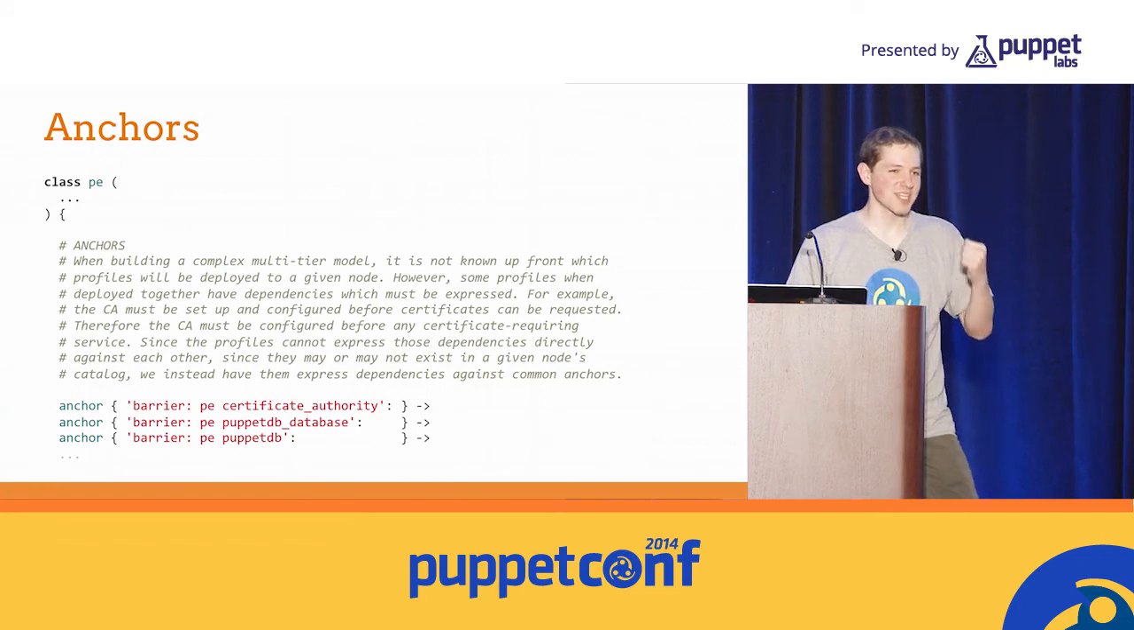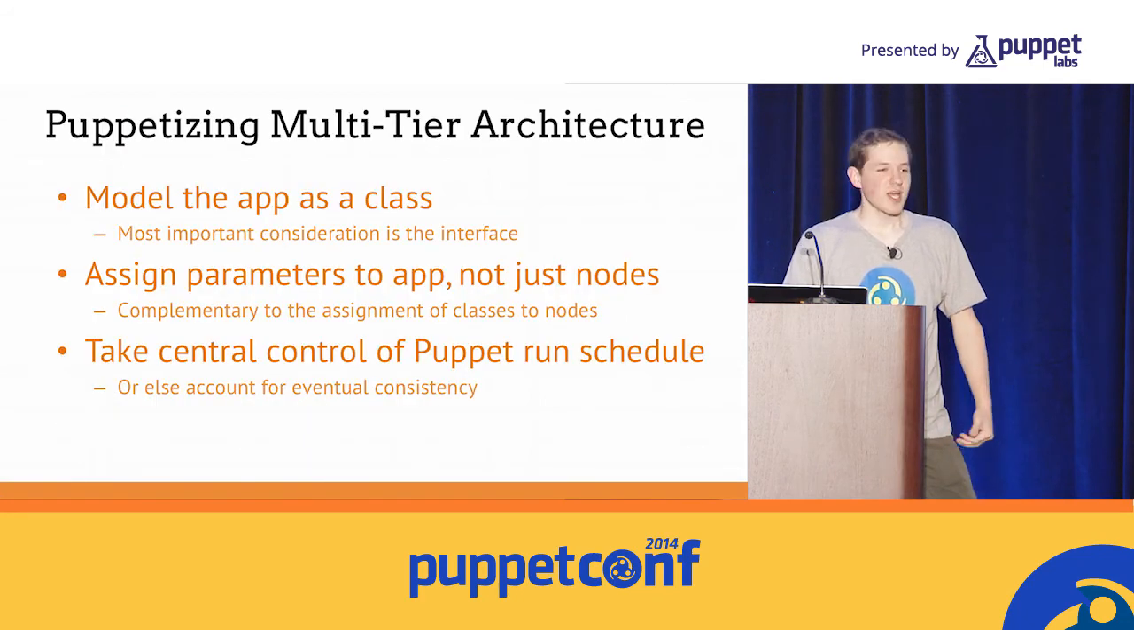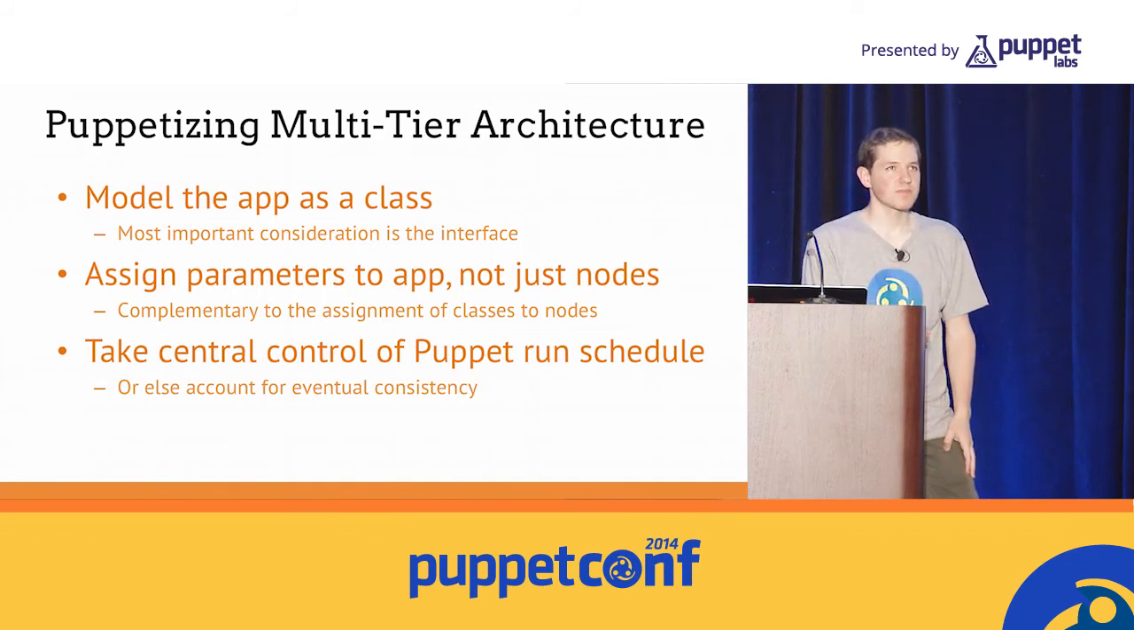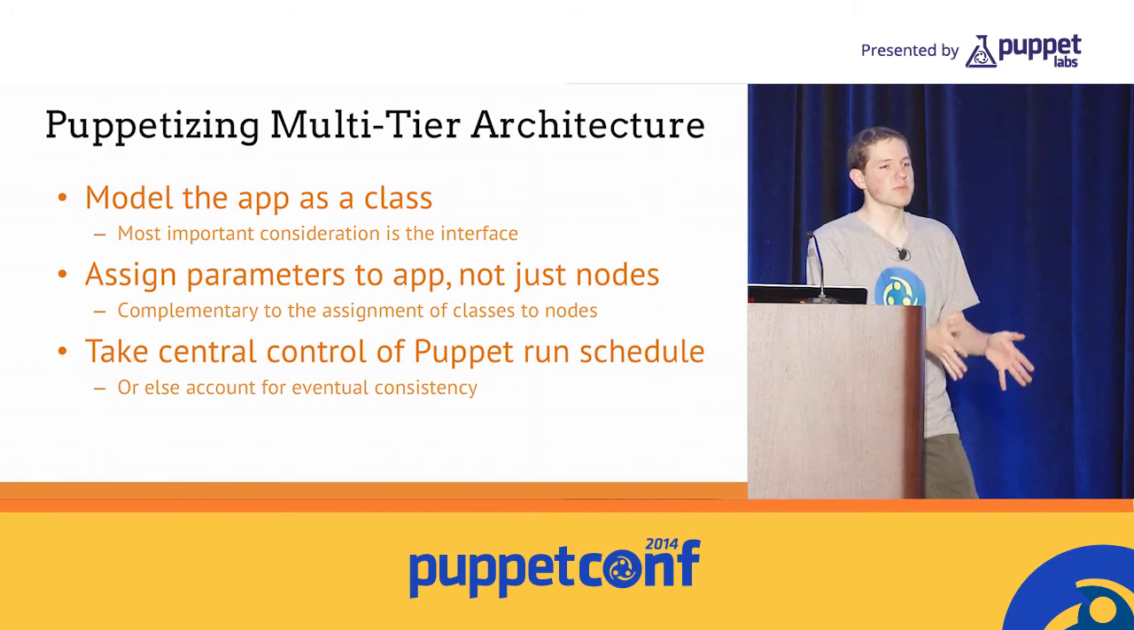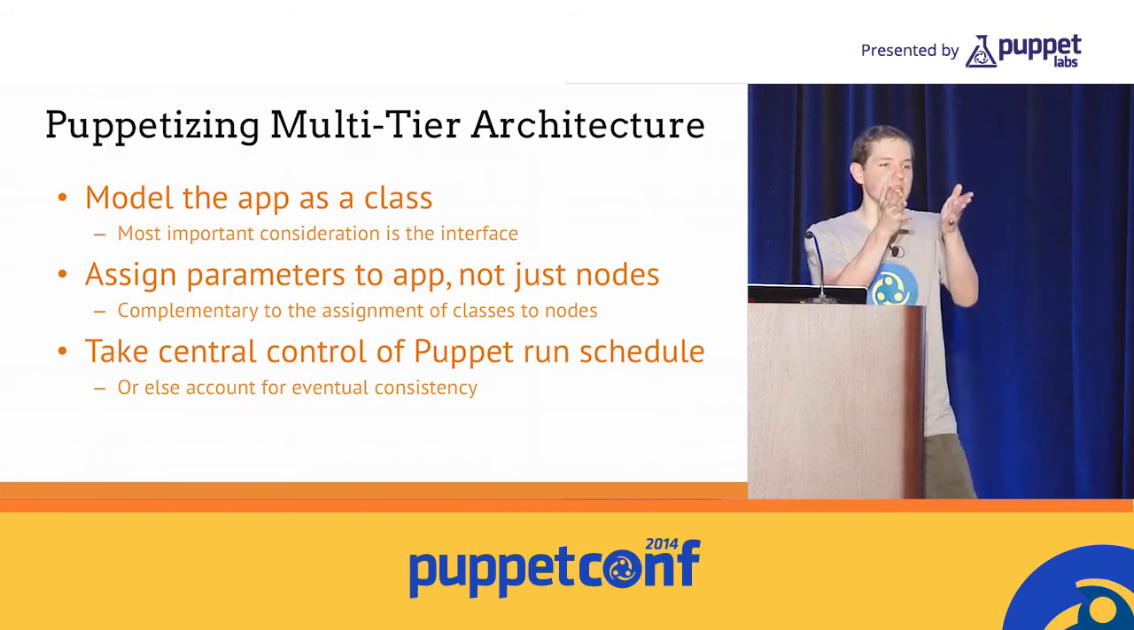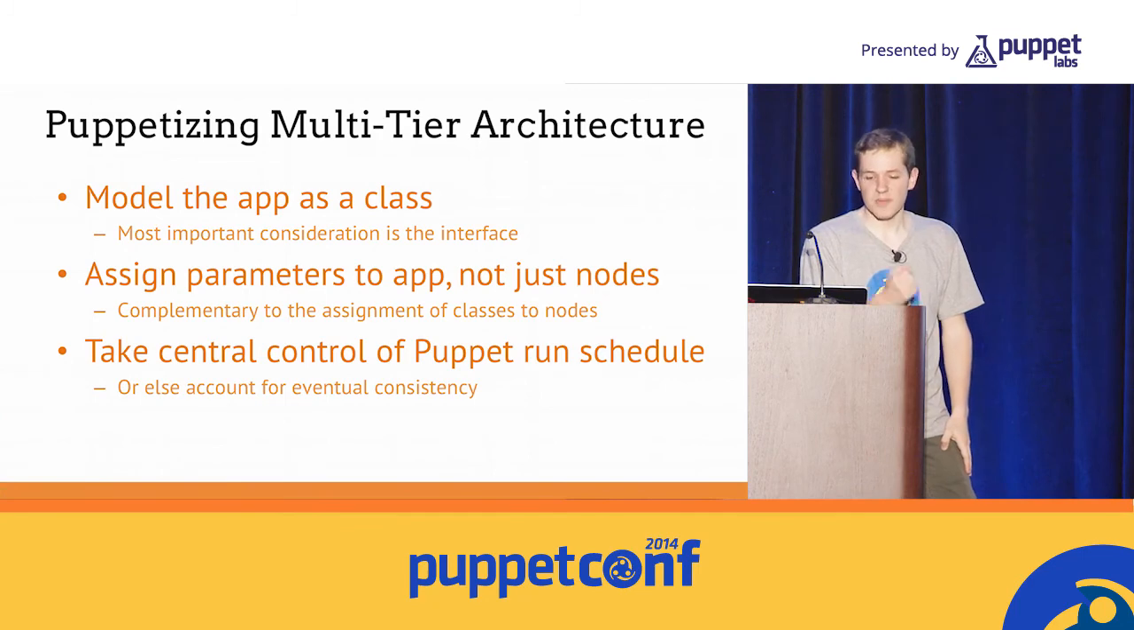So I opted for getting across a consistent message, which was, again, how do we actually think about it? Model the application as a class, something you think about directly as an entity instead of just the nodes. Assign parameters to the application, not just to the nodes. How do you actually classify that? And then if you have an application that is really strict about when things come up, you need to take central control of the Puppet run schedule. In the simplest case, you bring up the first new nodes and run Puppet, and when they're done, bring up the next new nodes, and you'll have an automatic scheduler that way. But somehow you have to take that into consideration or accept and deal with eventual consistency.